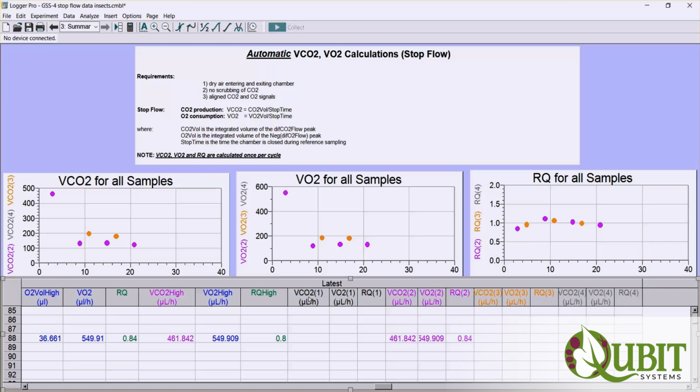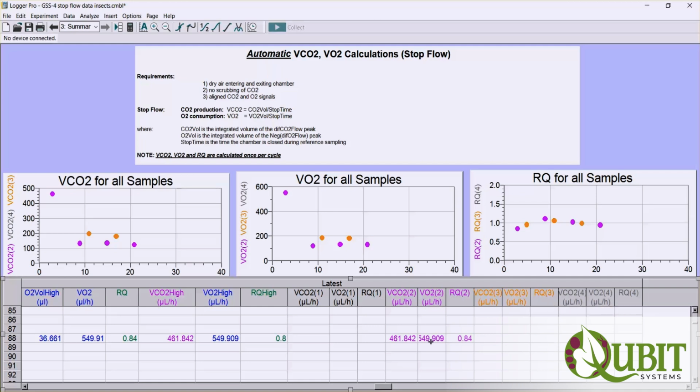The VCO2-1, VO2-1, and RQ1 are our reference channel, so these are not meaningful. Our channel 2 and channel 3 data are the purple and orange, and there's no data in channel 4 because we did not set up the system to collect data from channel 4.